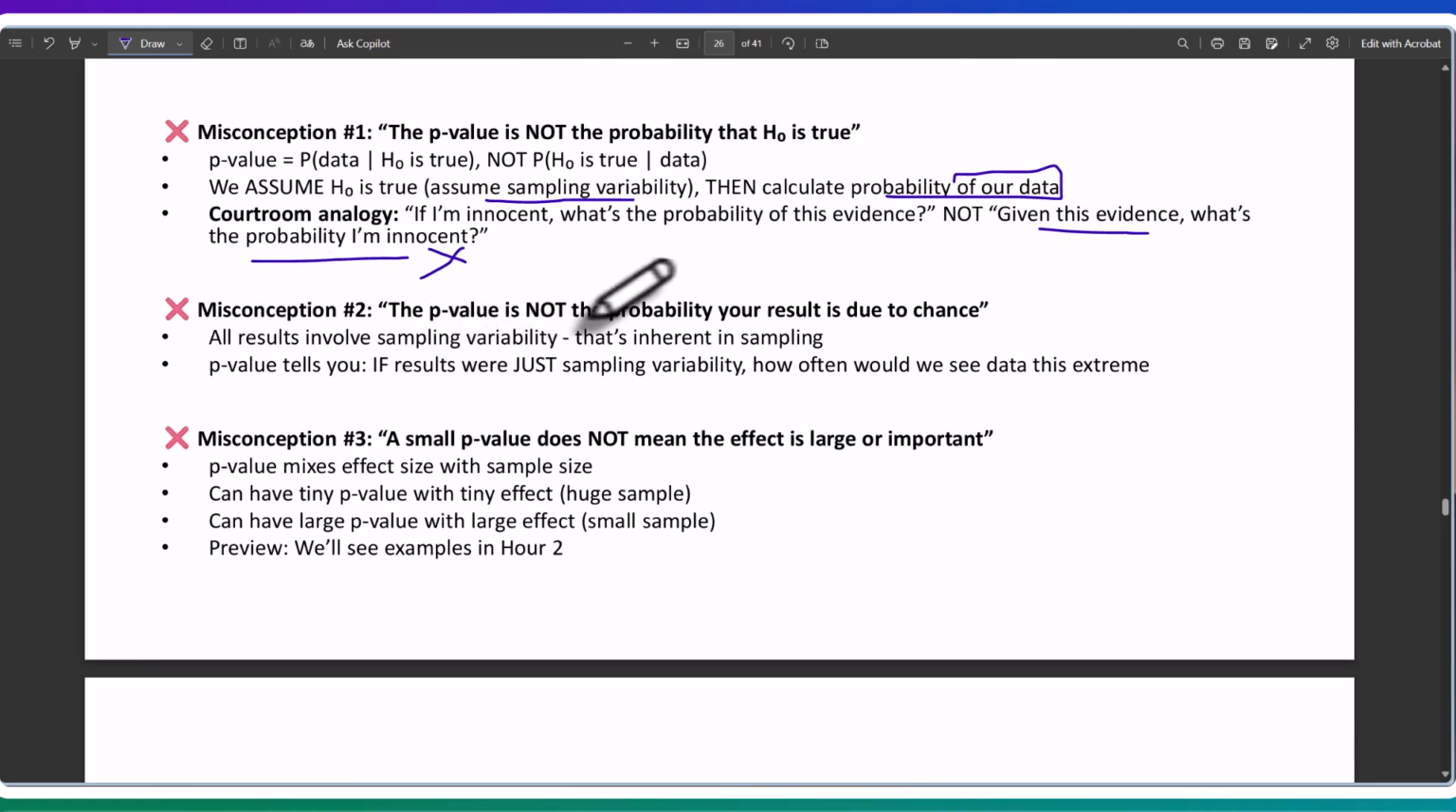The second is that the p-value is not the probability that your result is due to chance. All results involve sampling variability. That's inherent in sampling.